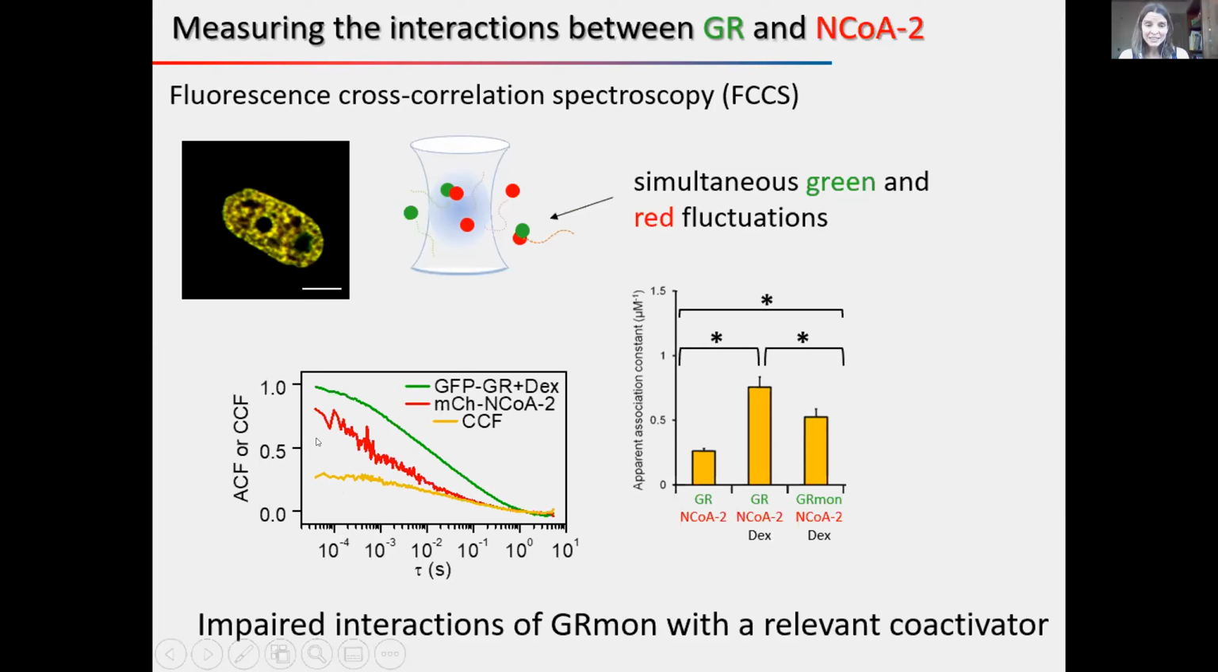By analyzing quantitative cross-correlation data, we can get an estimation of the association constant between GR and NCOA. You can see that whenever we stimulate the cells, this association constant increases, saying that the activated receptor is interacting more efficiently with NCOA, and the monomeric version has impaired interactions with NCOA. So this monomeric receptor does not interact as efficiently with chromatin, and also does not interact with the co-activator.